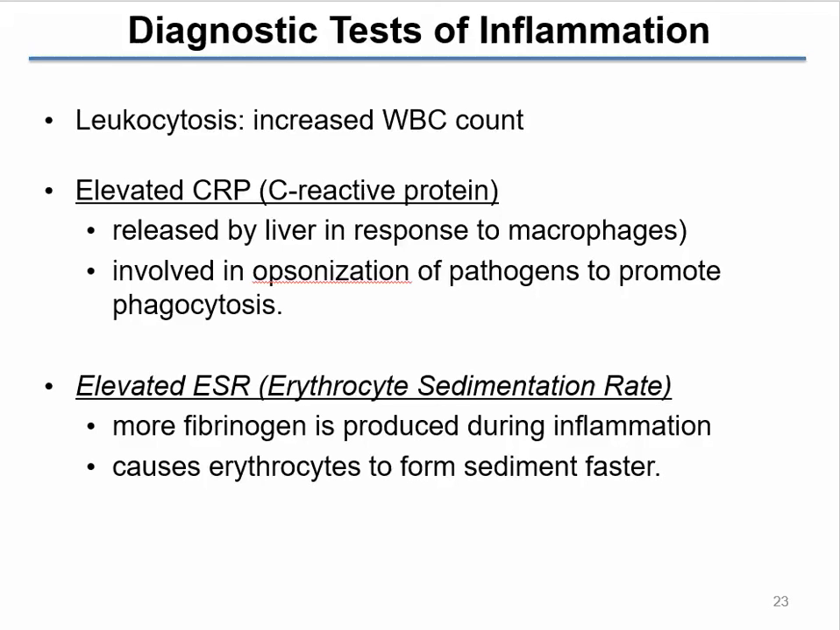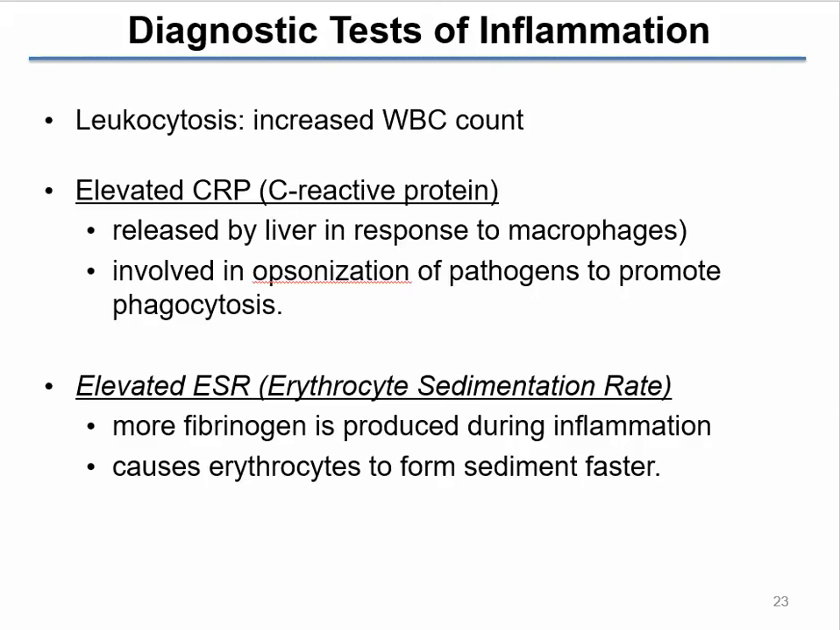Now, the ESR is not indicative of anything specifically, but rather it points to inflammation, especially systemic inflammation. So a lot of the inflammatory diseases like polymyalgia rheumatica will see an elevated ESR. Every time you see an elevated ESR, it doesn't mean that the patient has polymyalgia rheumatica, but everybody that has polymyalgia rheumatica will have an elevated ESR because it's an inflammatory thing.